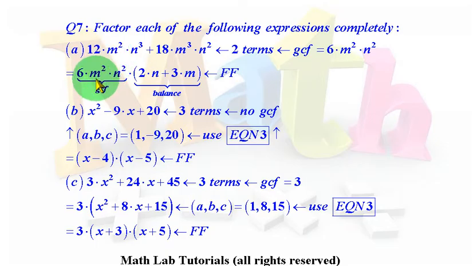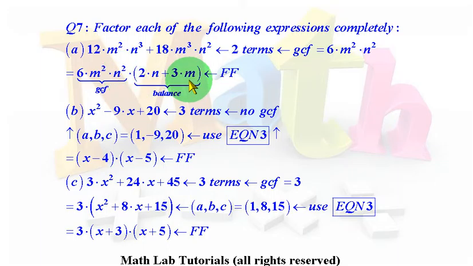The m squareds cancel, so there's no m in there at all. N cubed over n squared will just give you an n. Then we do 18 divided by 6 will give you 3. M cubed over m squared will give you m. And then n squared over n squared will just give you 1, so it doesn't appear.